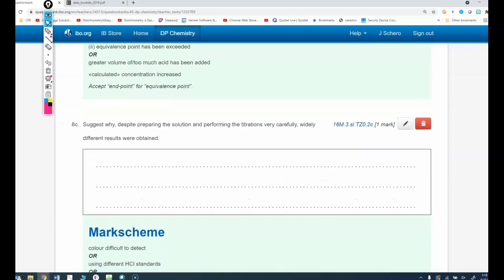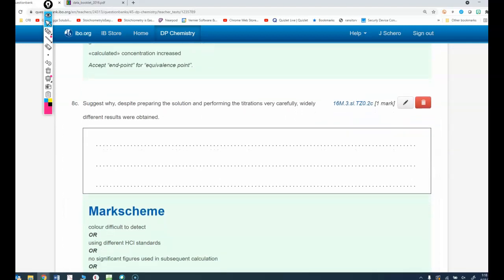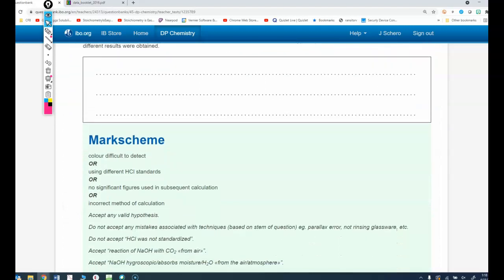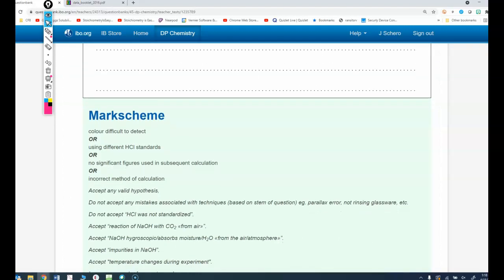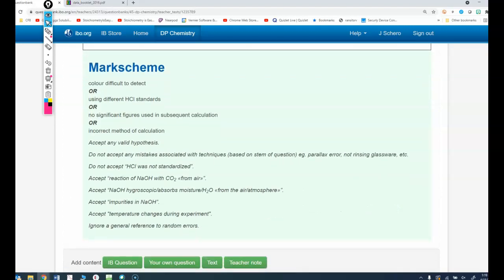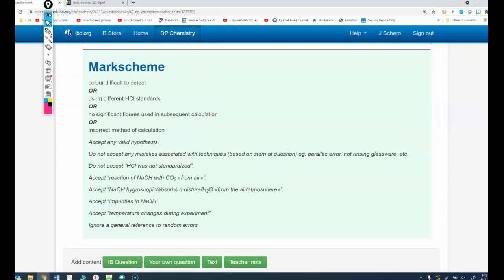Suggest why, despite preparing the solution and performing the titrations carefully, widely different results were obtained. It is a color differential. Yep, using different hydrochloric standards. So lots of different ideas on how you could have messed this whole thing up.